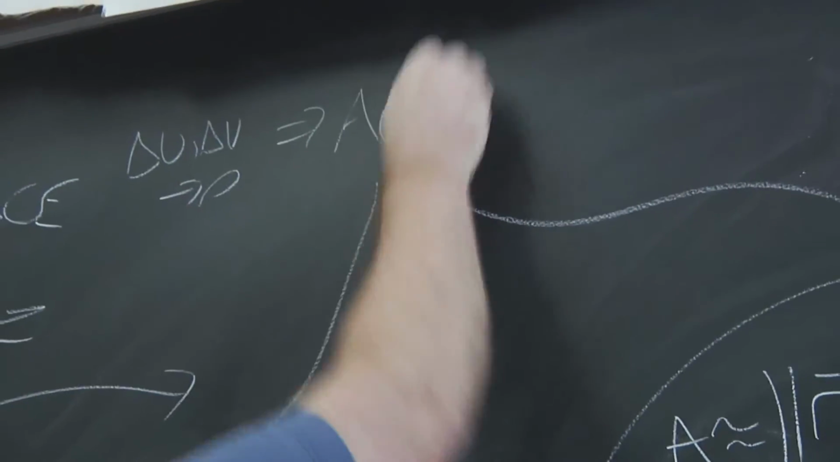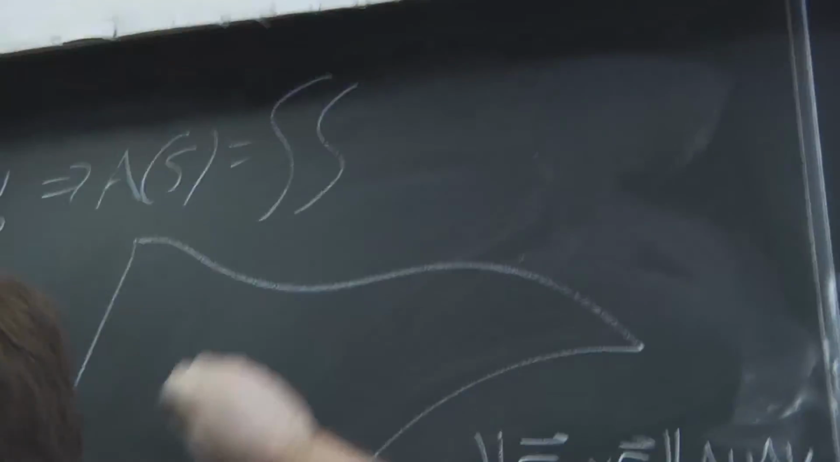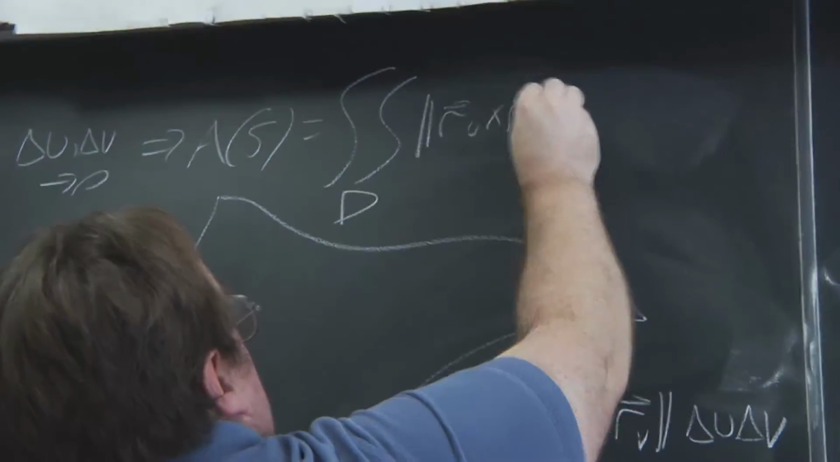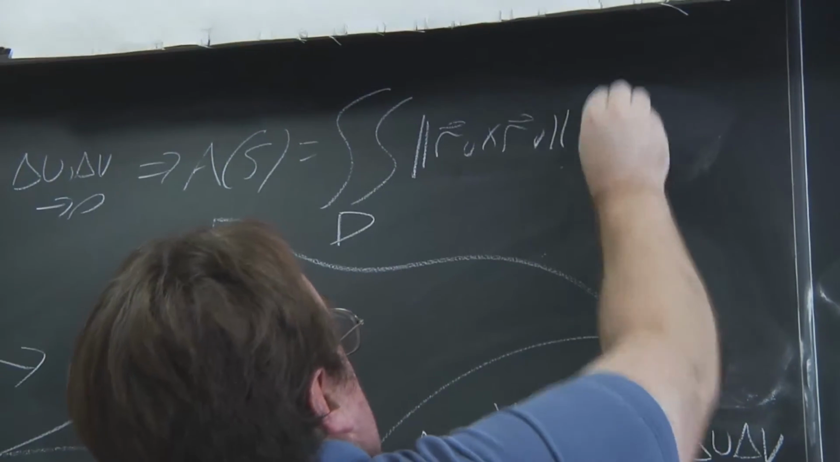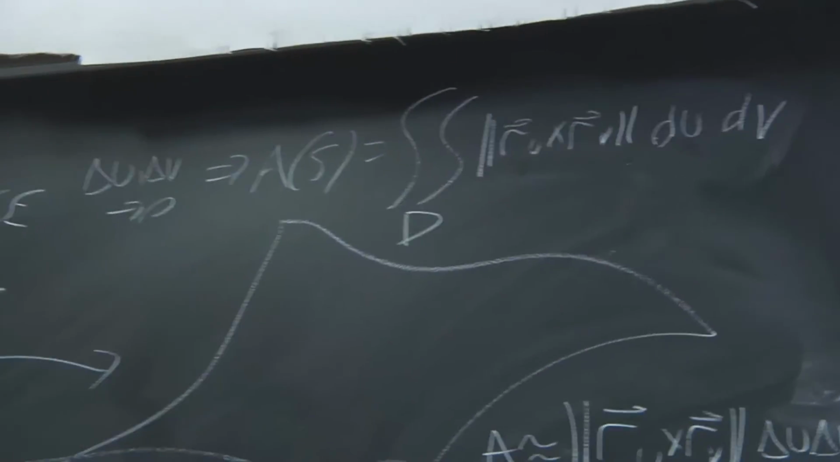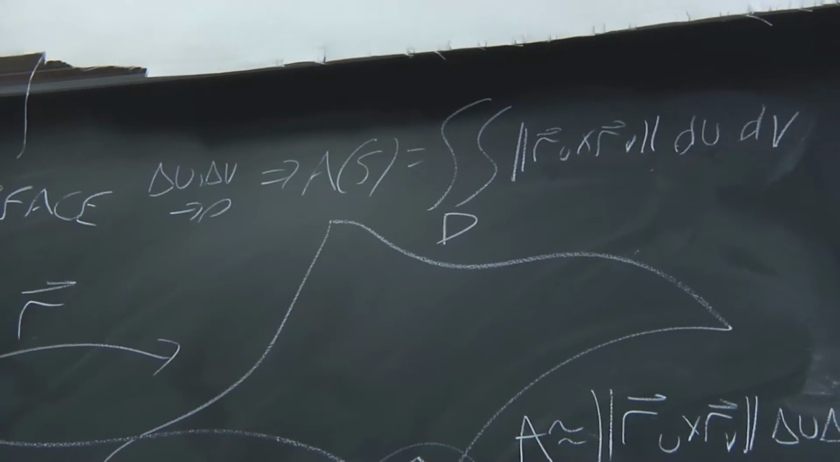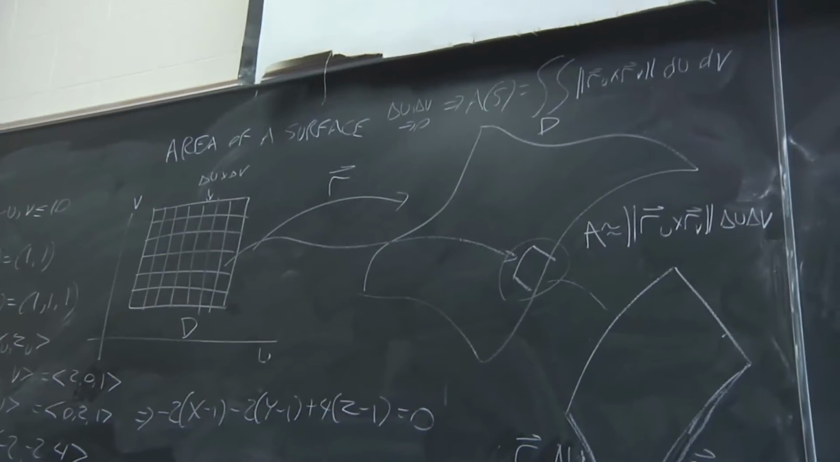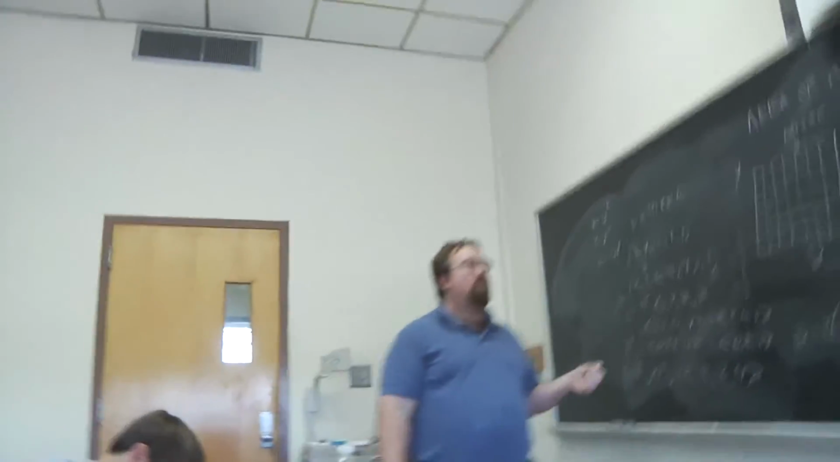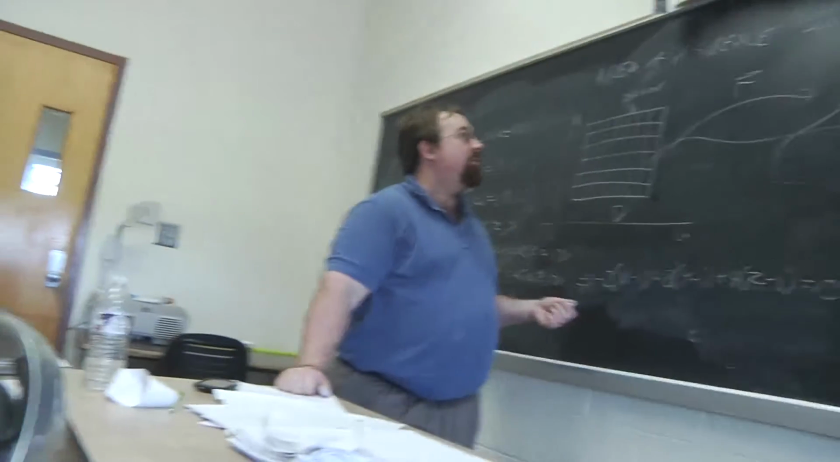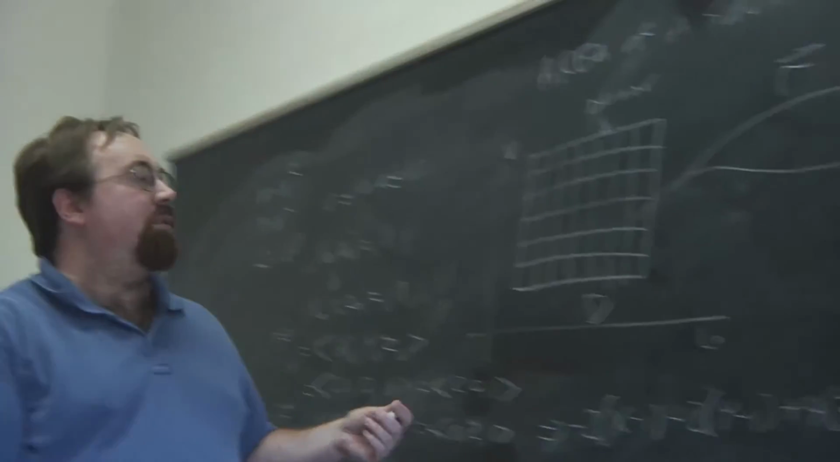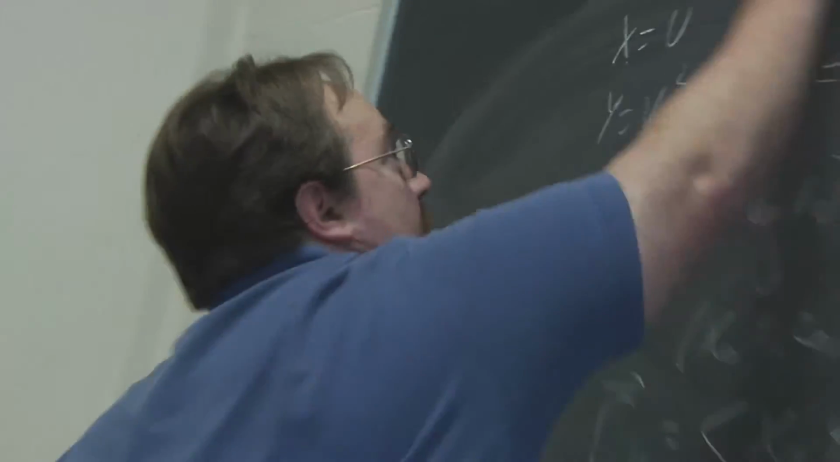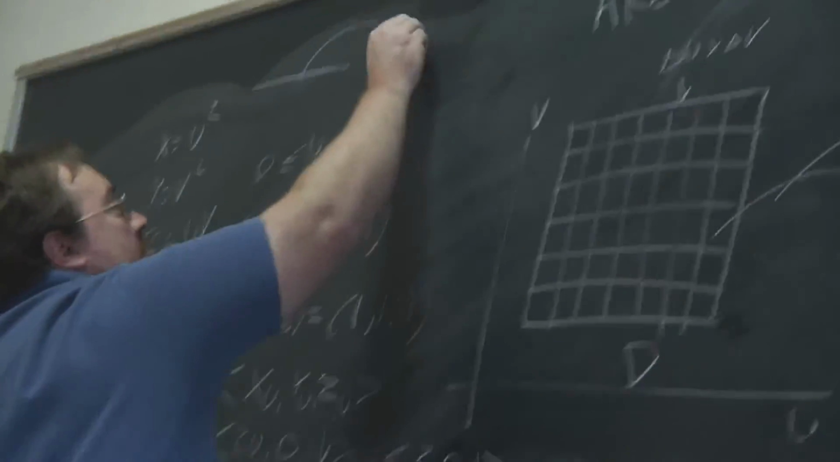is the area of a surface, let's write A of S, is a double integral over this region in UV space, which we'll call D, of the magnitude of RU cross RV du dv. So this generalizes the arc length formula for the length of a curve. What you're doing is integrating over an interval in t, so a line segment in t is being mapped to a curve.